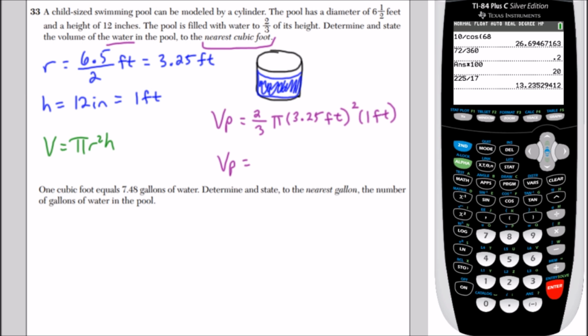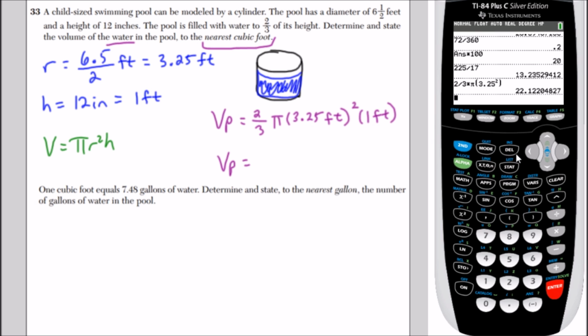So we're just going to type all of this into the calculator. So we have 2/3 times pi, and now we're going to multiply that by 3.25 squared, and then multiplying that by 1. Now we're not going to write the times 1 at the end, and we're rounding to the nearest foot, so we're going to round to the whole number. After the decimal is a 1, so we're rounding down to 22. So we have 22 cubic feet is our answer to the first part.